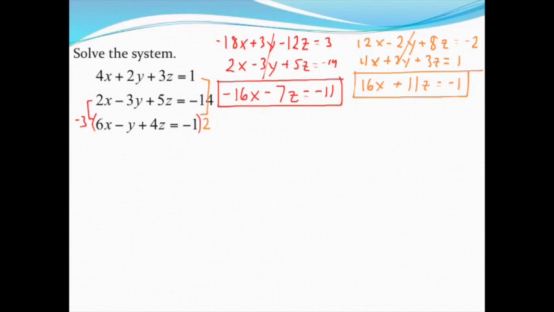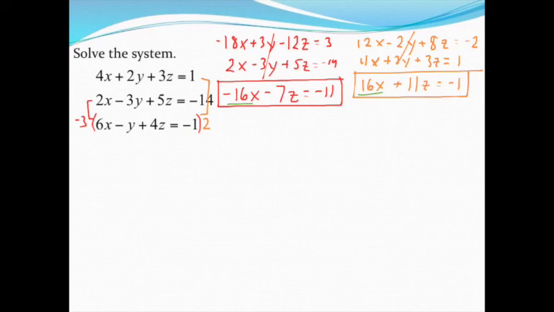So we were really lucky, and look what happened. I had -16x and +16x. That was a total coincidence. That won't always happen, but since it did, let's take advantage of that. So I actually don't need to multiply anything. I can just add these 2 equations just the way they are to get rid of x.